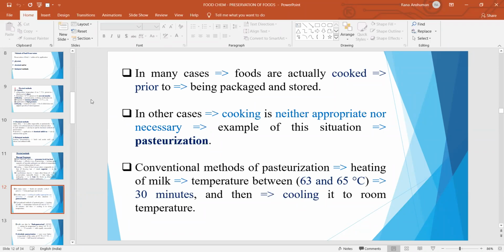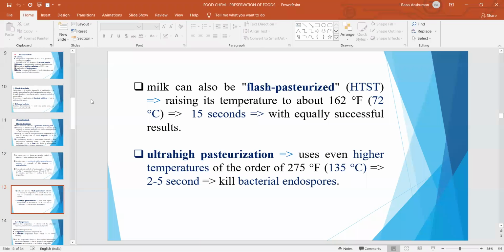You know, the conventional method of pasteurization is heating milk to a temperature of about 63 degrees centigrade for 30 minutes, and then it is immediately cooled to room temperature. Milk also can be flash pasteurized, which is also known as HTST, that is high temperature for short time, in which raising its temperature to about 72 degrees centigrade for 15 seconds is done with equally successful results.